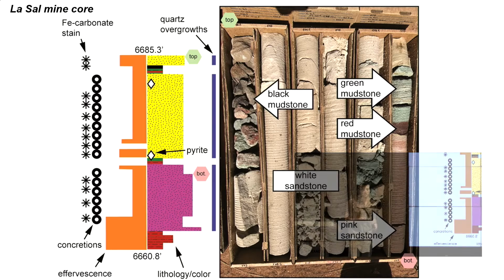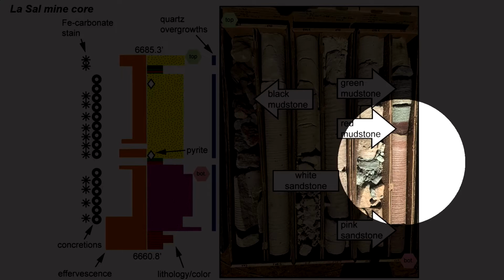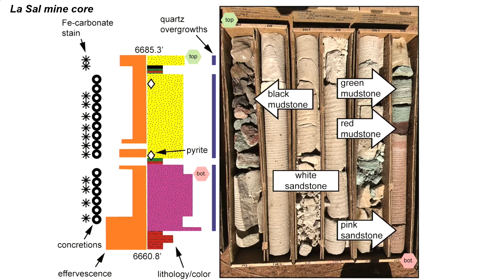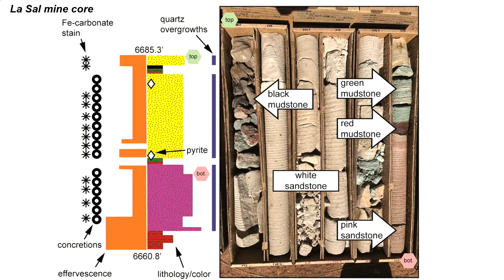So stepping again down in scale, I've provided a photo example of some of the cores and the rocks that are associated with the mineralization here. As it turns out, in these fluvial rocks, they're mostly dominated by these pink sandstones and red mudstones. But some of them have been partly altered to now be these white sandstones and green mudstones, which is more of a mineralogical change rather than chemical change.